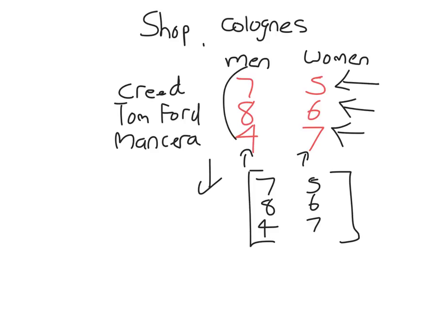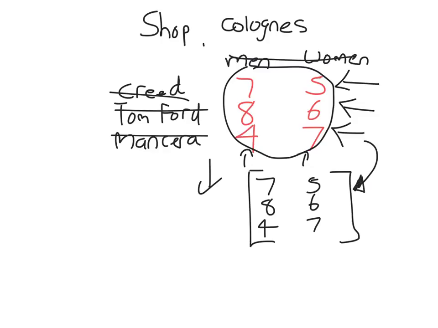All we're doing is taking the numbers from a table, and we're not having these headings here, because what we want to do is eventually add and subtract these matrices. We can't subtract the word Creed from the word Tom Ford. That doesn't make sense. So we're just putting a table into a matrix by putting all of the numbers in the table into a matrix exactly the same as it was in the table.